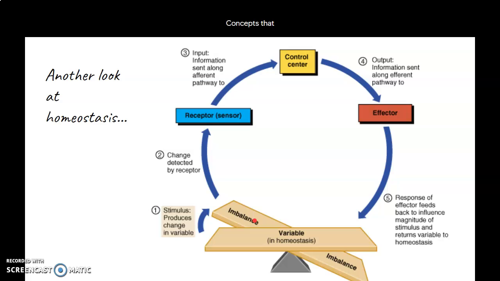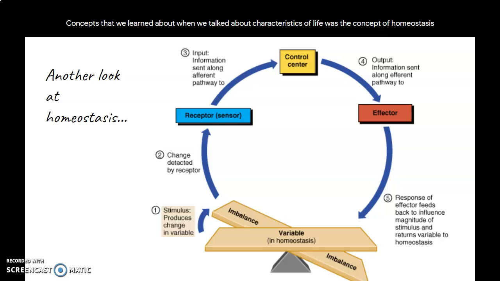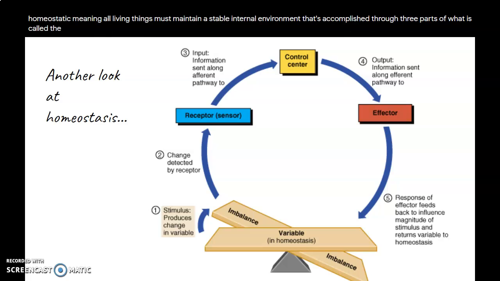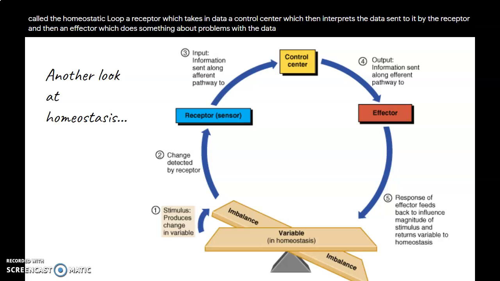One of the concepts that we learned about when we talked about characteristics of life was the concept of homeostasis. All living things are homeostatic, meaning all living things must maintain a stable internal environment. That's accomplished through three parts of what is called the homeostatic loop: a receptor, which takes in data; a control center, which then interprets the data sent to it by the receptor; and then an effector, which does something about problems with the data. There are two types of homeostatic loops.